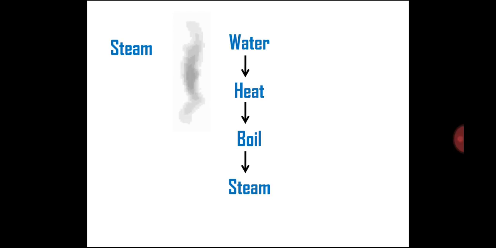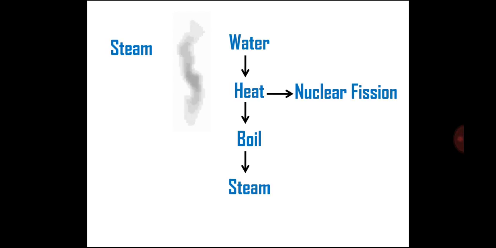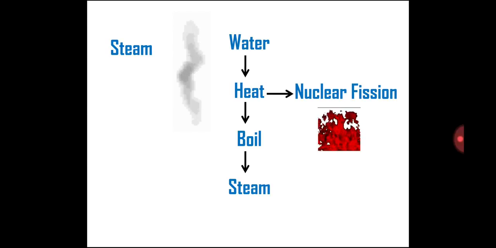And that's why instead of generating the heat by coal combustion, we can generate the heat by using the process that is nuclear fission. So what is nuclear fission? During the nuclear fission, a huge amount of heat can be generated. That heat can be used to raise the temperature of water, and then water can be converted into steam. So this is the basic of nuclear power plant.